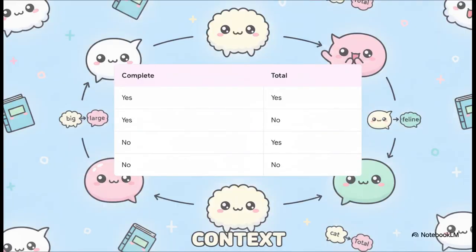Enter linguist John Lyons. He takes a super practical view on this, arguing that synonymy is entirely context-dependent. He gives us this definitive four-part matrix of synonyms based on those exact conditions of completeness and totality. So you can have synonyms that are complete and total, complete but not total, incomplete but total, and finally, incomplete and not total. It's a brilliant way of mapping out just how messy real language actually is.